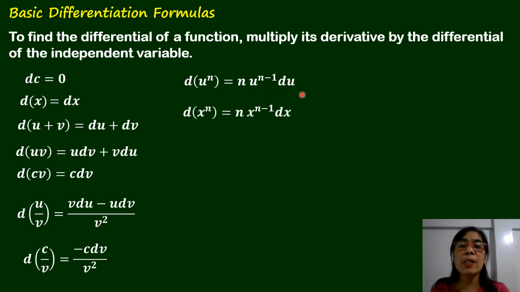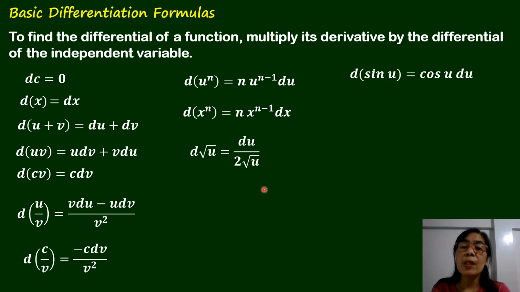The same formula is applied for the differential of x raised to n. You have the exponent n times the base x raised to the exponent minus 1 times the differential of the base x. Then we have the differential of a radical is equal to the differential of the radicand all over twice the radical. So for the differential of the trigonometric functions, we have the differential of sine angle.